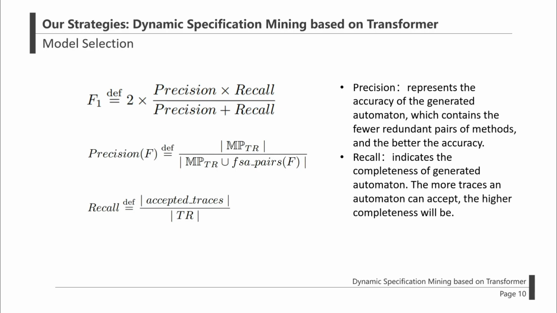The precision represents the accuracy of the generated automaton; the fewer redundant method pairs it contains, the better the accuracy. The recall represents the completeness of the generated automaton. The TR in the formula represents the number of traces, and the accepted traces represents the number of traces that the FSA can accept. The more traces an automaton can accept, the higher the completeness will be.